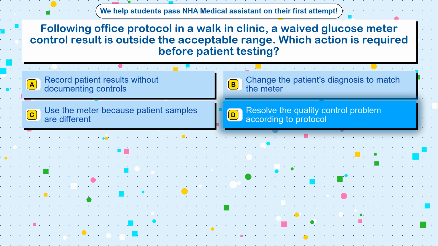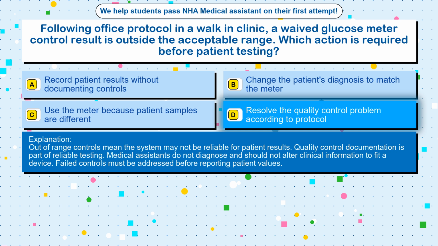Resolve the quality control problem according to protocol. Out-of-range controls mean the system may not be reliable for patient results. Quality control documentation is part of reliable testing.